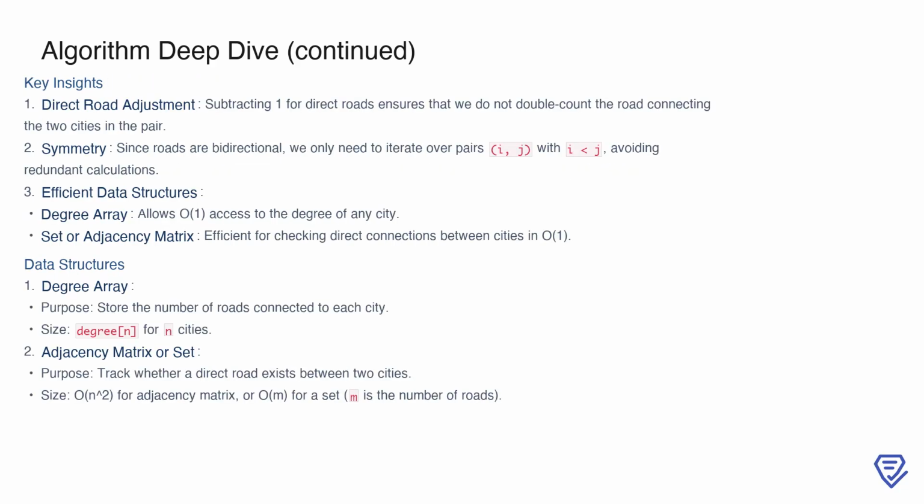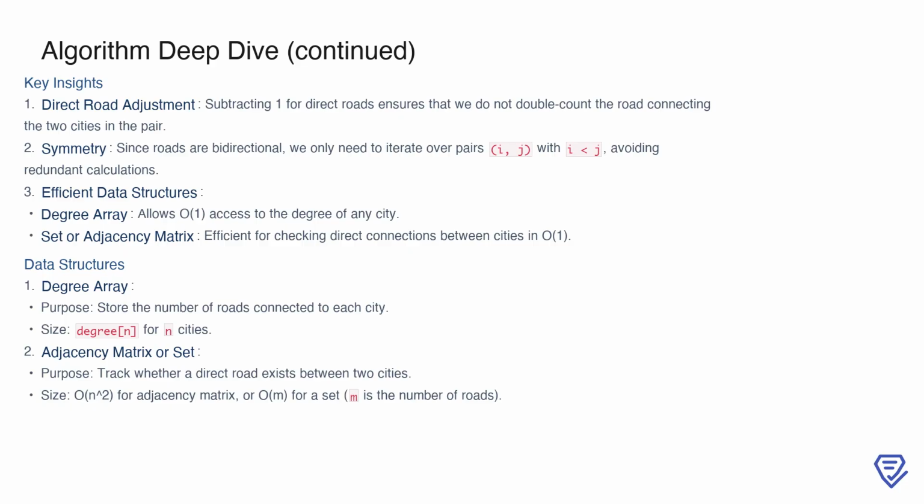Now, let's consider the key insights that make this algorithm efficient and accurate. First, the subtraction of 1 for direct roads avoids overcounting, which is essential for correctness. Second, because the roads are bidirectional, we only need to evaluate pairs (i, j), where i is less than j, reducing redundant calculations. Lastly, the choice of data structures plays a crucial role.